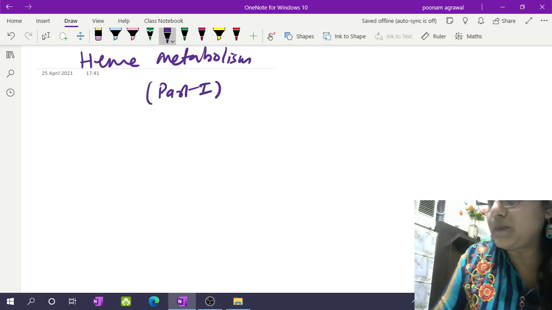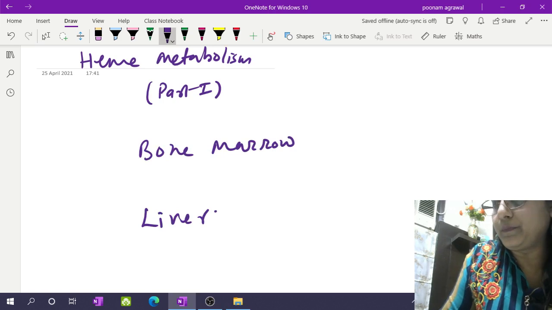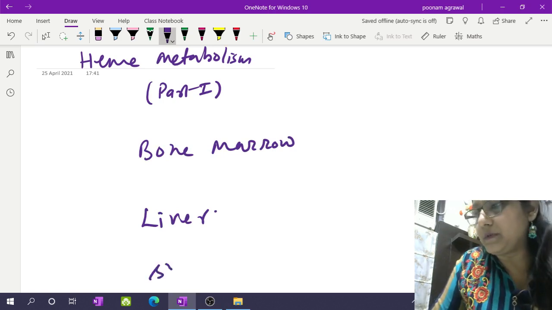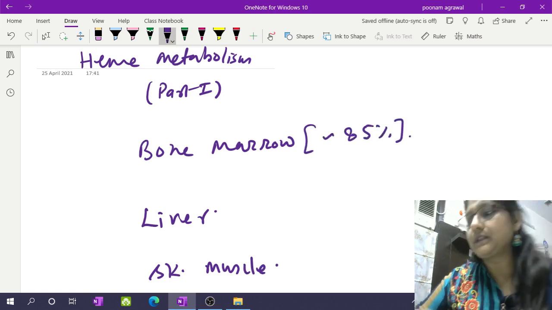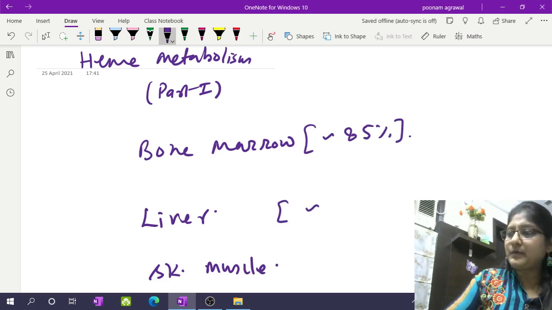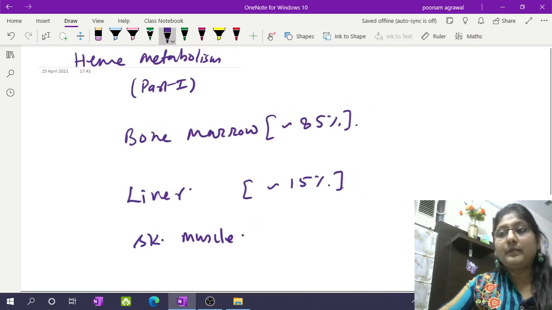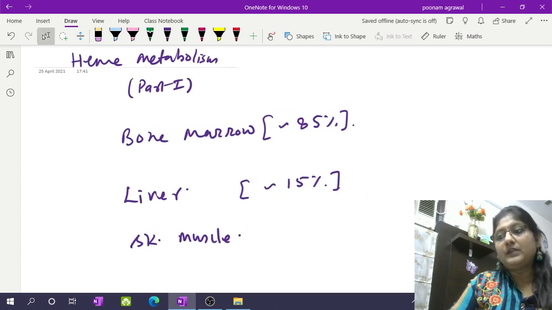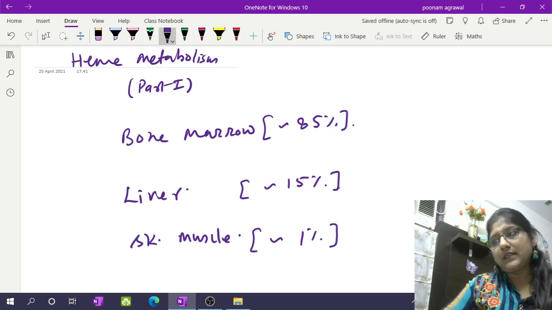Heme synthesis takes place in bone marrow, where the majority of heme is synthesized, and in liver. A small amount is also produced in skeletal muscle. In bone marrow, approximately 85% of total heme synthesis takes place. In liver, approximately 15% takes place. So bone marrow is the predominant place where heme biosynthesis takes place. Liver has approximately 15%, and less than 1% of heme synthesis takes place in skeletal muscle.